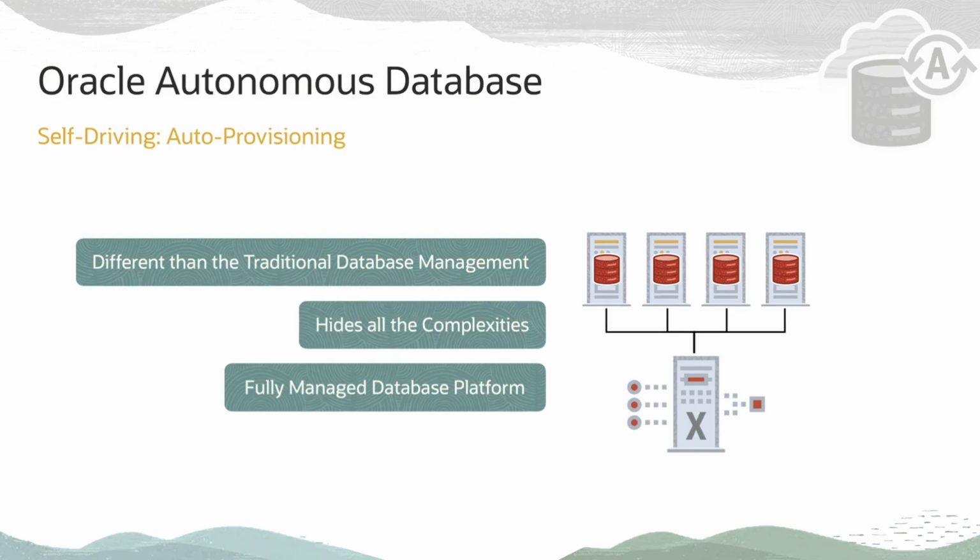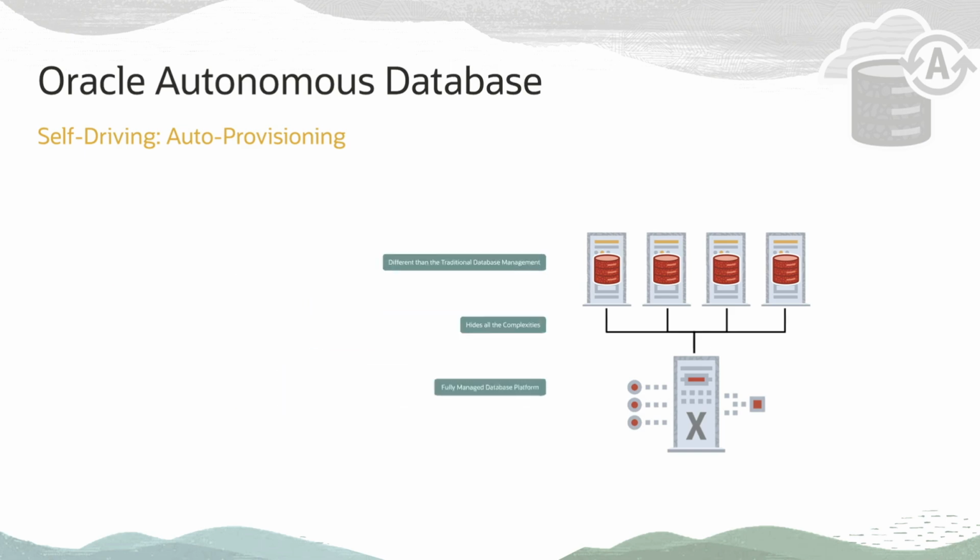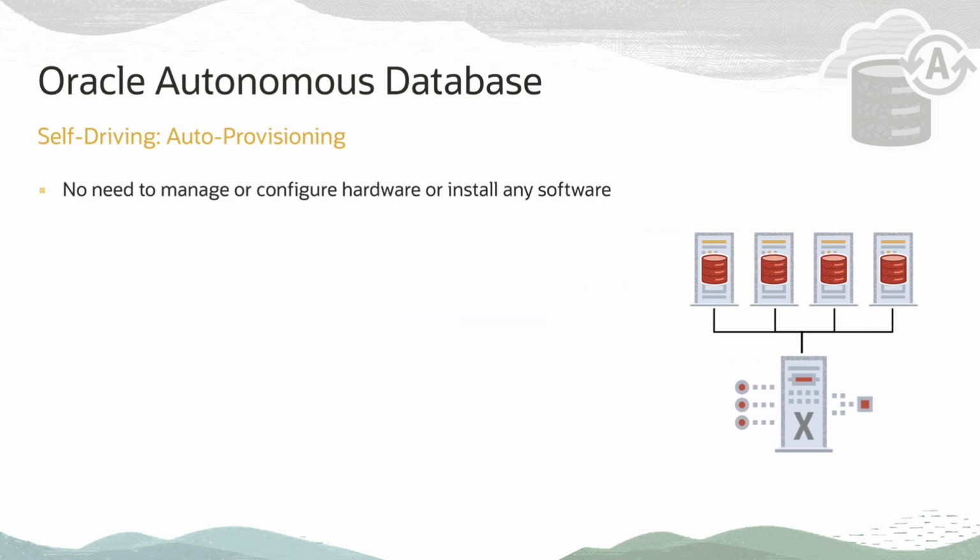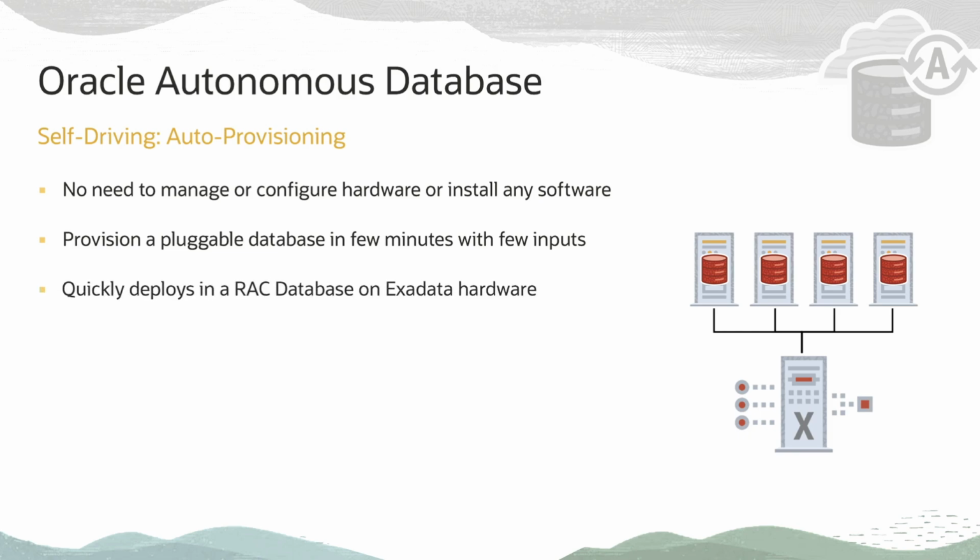Let's now learn about some of the individual attributes under self-driving. Auto provisioning, as the name implies, will quickly provision an autonomous database for you. You do not have to configure any hardware or install any software in order to provision a database. Based on the compute and storage requirement you specify as inputs, it will quickly provision a pluggable database in a RAC-enabled multi-tenant database. It ensures high availability of your database by provisioning it in a RAC database on Exadata hardware, which itself is highly fault tolerant.